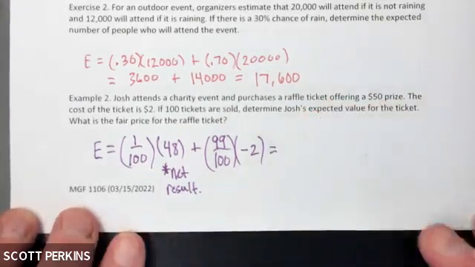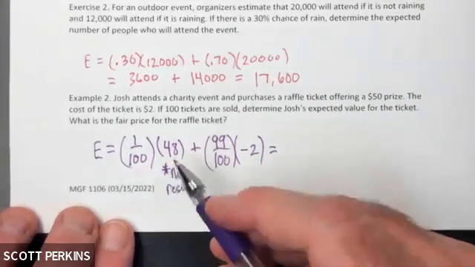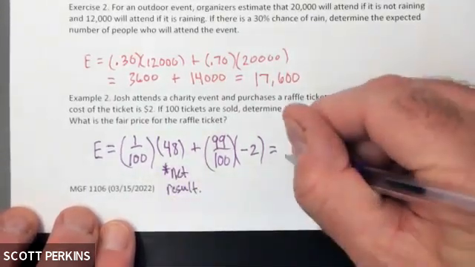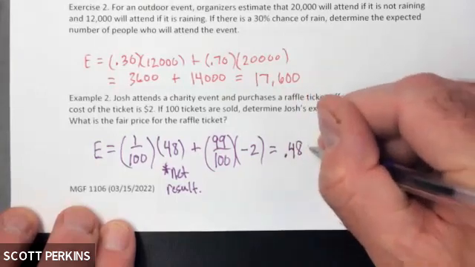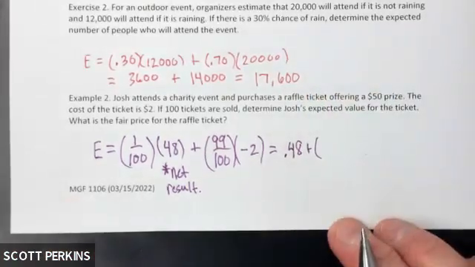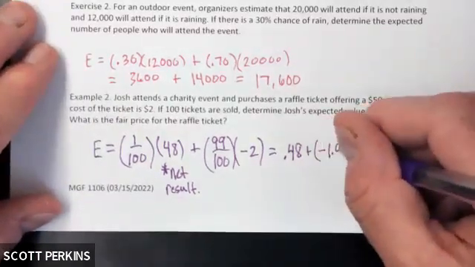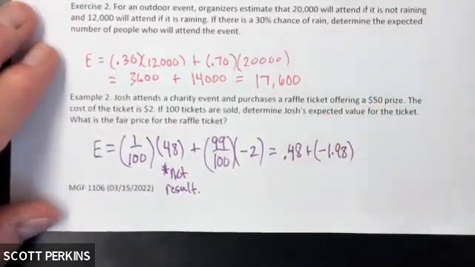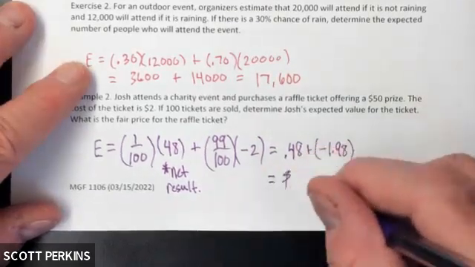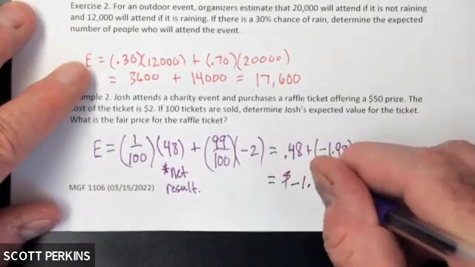All right, I'm going to use decimals just to make this go a little quicker. 48, when you divide that by 100, is going to be 0.48. And then 99 times -2 divided by 100, I think that's going to be -1.98, but I'm going to verify, yes, it's -1.98. And so that gives Josh an expected value of -$1.50.